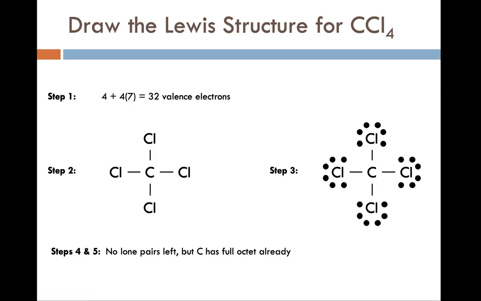If we want to check formal charges, carbon has 4 valence electrons normally. Here we have 4 bonds, no lone pairs, so 4 minus 4 is 0. Chlorine has 7 valence electrons normally. 7 minus 1 bond minus 6 total electrons in our lone pairs there is also 0. So all 0 formal charges. There's no multiple bonds, so there's no resonance to worry about. So this is our complete structure. We have that octet on carbon. Everything looks good here.